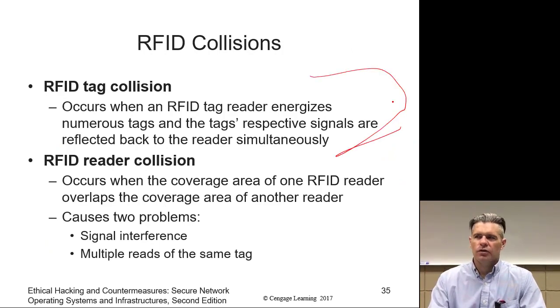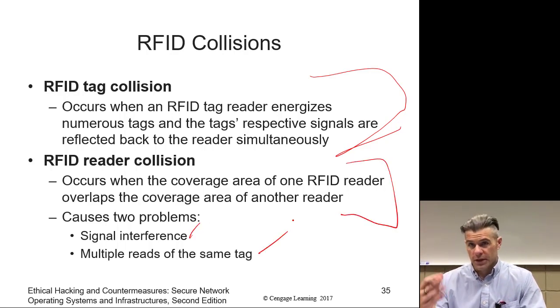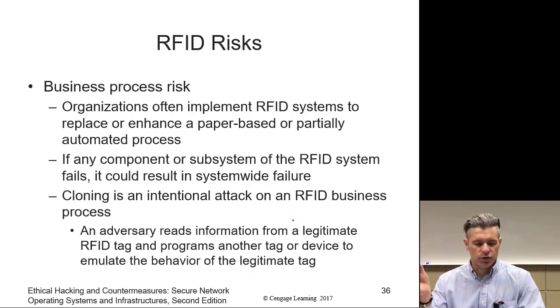So if you get too many tags coming back to the reader at the same time, it's potential to have collision like you do on a network. If you've got two readers within a close proximity of each other, it's possible for them to overlap and interfere with each other's signals or read the same tag as if it were in two different places.